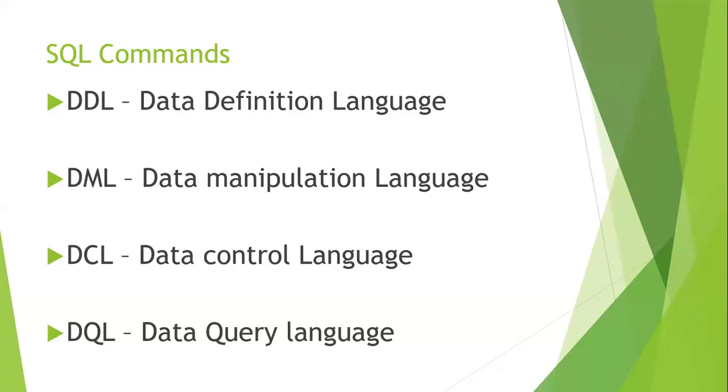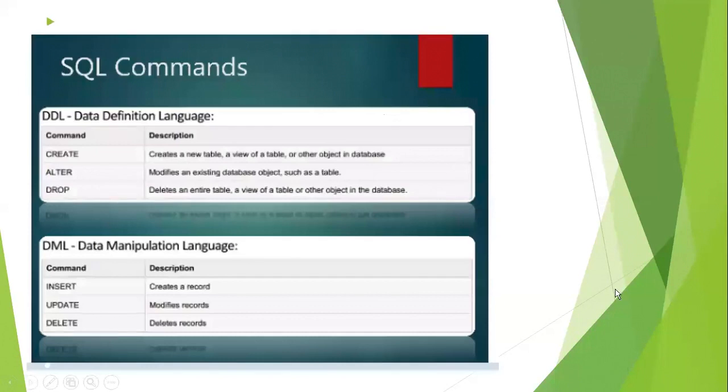It is a classification of SQL commands: data definition, data manipulation, data control, and data query. These are the major 4 types of command in SQL. As I said, creating a table is create. Alter is altering a table, like if you want to drop some columns, you can do it, or drop the table itself. Then inserting a record, updating a record, deleting a record.